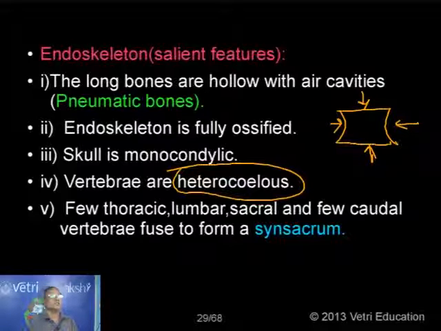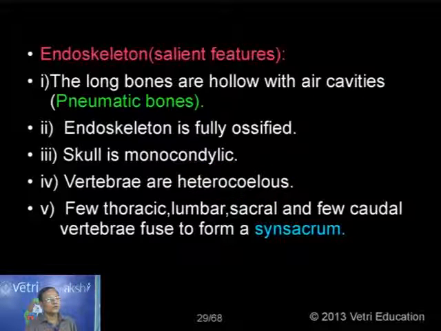Then there is a peculiar condition, for example, in the sacrum. The pelvic girdle joints with the sacrum, the last part of the vertebral column. In our case, the sacrum is fused with the pelvic girdle. In a similar manner, in birds a few thoracic, lumbar and sacral vertebrae, and also a few caudal vertebrae, are all fused together to form one plate, called the synsacrum. In our case, it is called simply the sacrum, the sacral part alone.